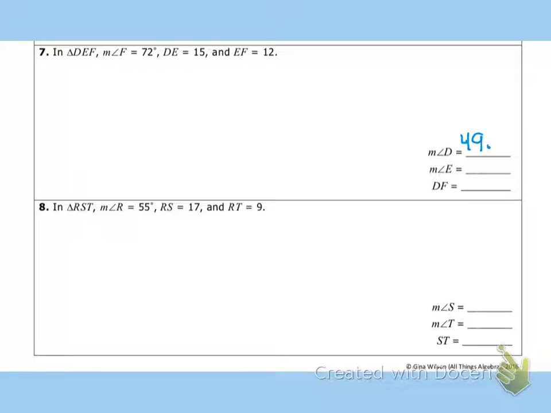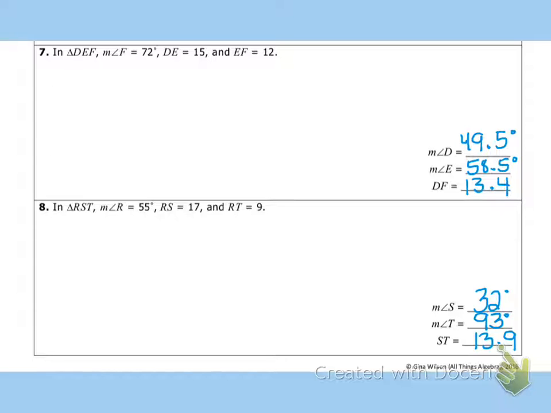49.5 degrees. And again, might be off a tiny little bit. The next one would be 58.5 degrees. And then the missing side, DF, is approximately 13.4. And then going on to number 8, there are 2 angles again to find and a side. So 32 degrees, 93 degrees for angle T, and 13.9 for the missing side, ST. So again, maybe jot those down now, just so that if you decide to come back later to get a little more practice, you can check your answers.